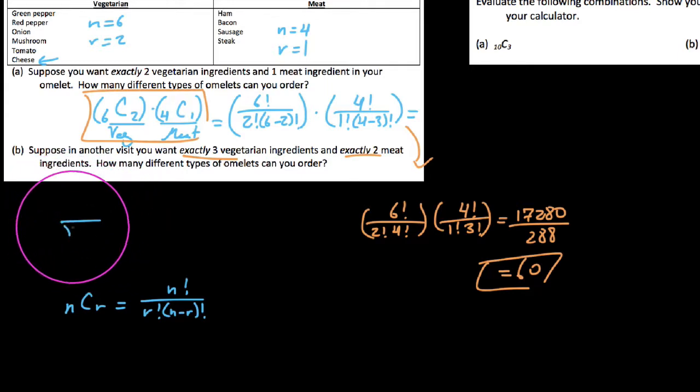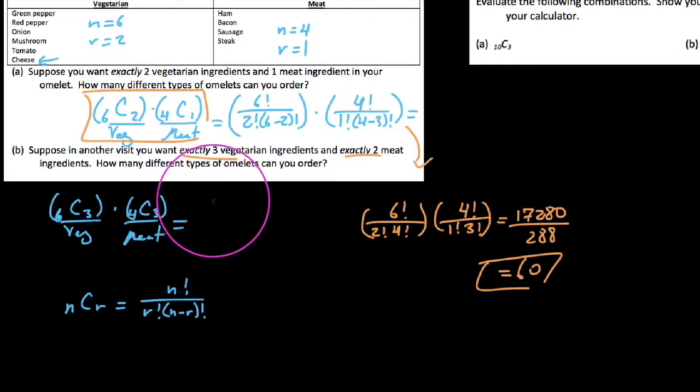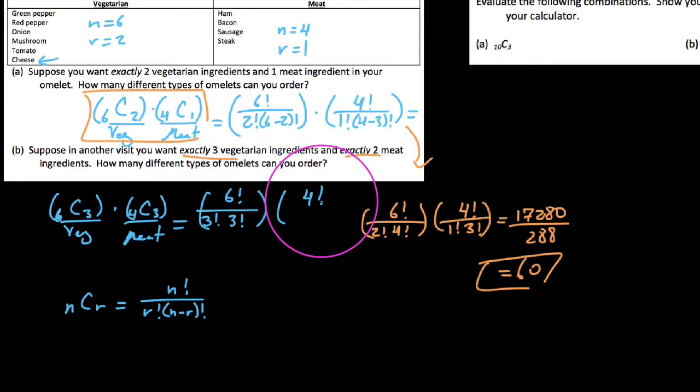How would we order differently here? We still have vegetarian, we still have meat, but in this case, of the 6 vegetarian ingredients, we're choosing exactly 3. So how many ways could we get 3 things from 6 things if order doesn't matter? Well, it's 6 choose 3. And here I have 4 different meat ingredients, but we want groups of 3. So how many ways could I do this? We could multiply this out, but we say 6 factorial over 3 factorial, 3 factorial, and then 4 factorial over r factorial, 4 minus r factorial. So 4 minus 3 factorial is 1 factorial.